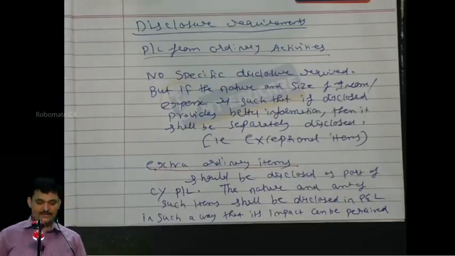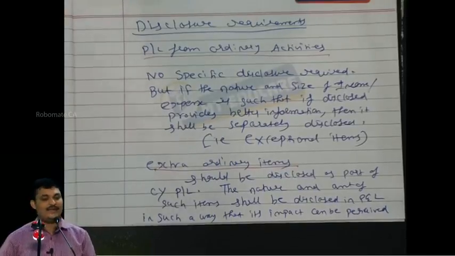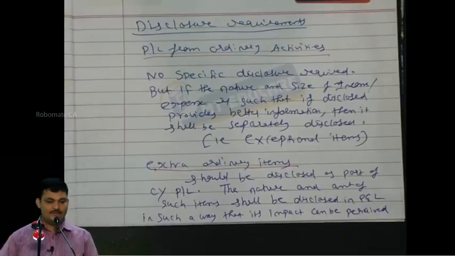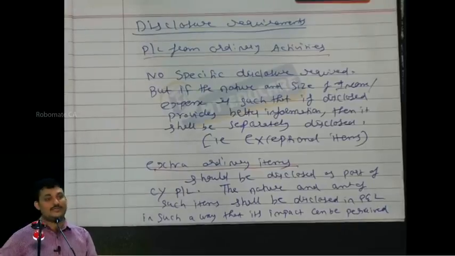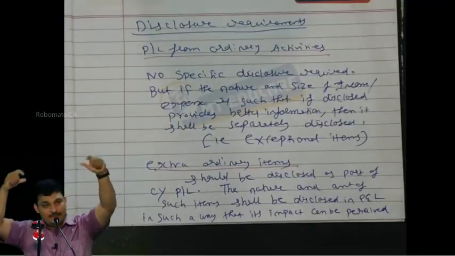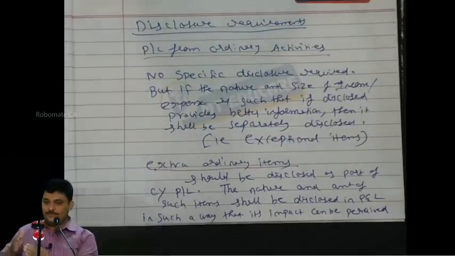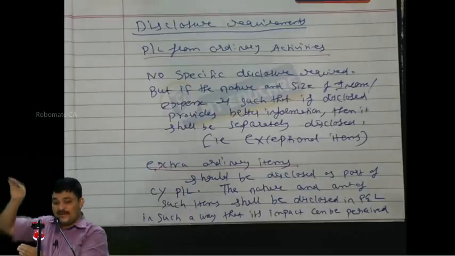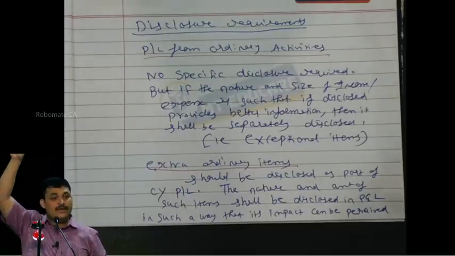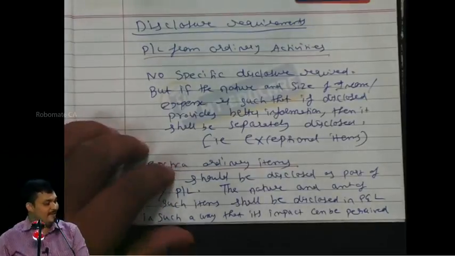And then again, you should be disclosing the same thing. The nature and amount of such item shall be disclosed in the P&L in such a way that its impact can be perceived. Understood? So you will disclose in such a way, which means, do you want to disclose that in a separate heading or sub heading? In whatever way you disclose, the real impact should be understandable to the readers. Because of this prior period item, in what way the profit has reduced, in what way profit has increased. That impact we can show, that is what is required for prior period item disclosure.